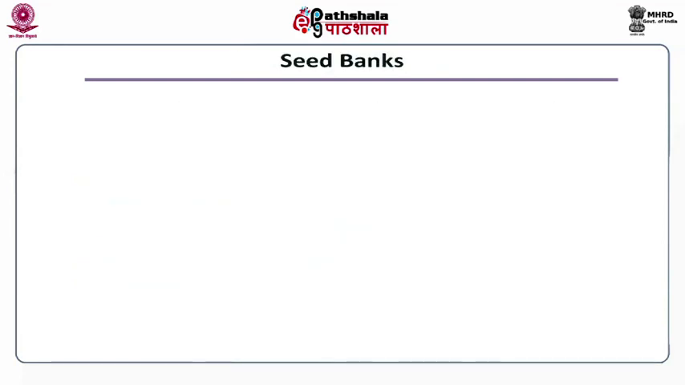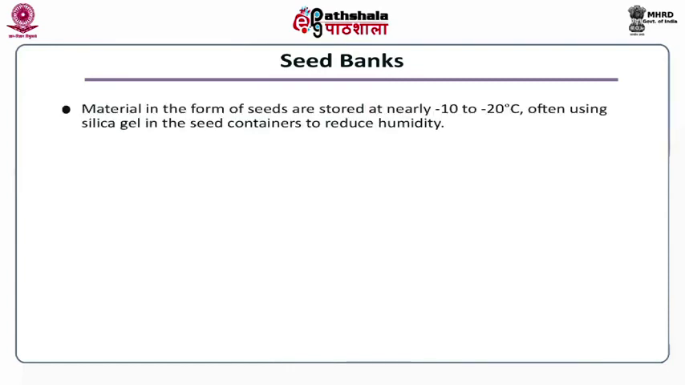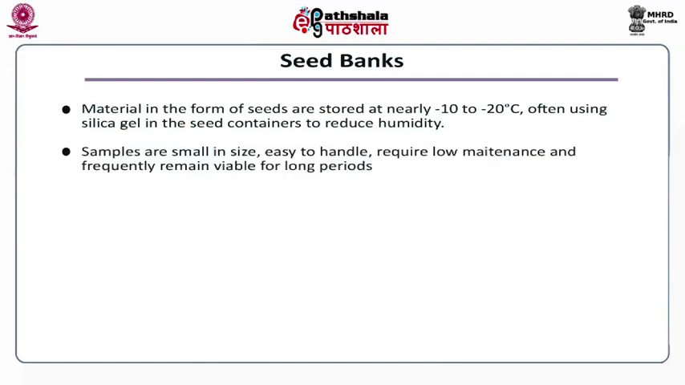Then let me have a look at the seed banks. Materials in the form of seeds are stored at nearly -10 to -20 degrees Celsius, often using silica gel in the seed containers to reduce humidity. Because, you know, humidity plays an important role in the decaying of the vegetation or fruits, vegetable seeds, etc. Samples are small in size, easy to handle, require low maintenance and frequently remain viable for long periods.